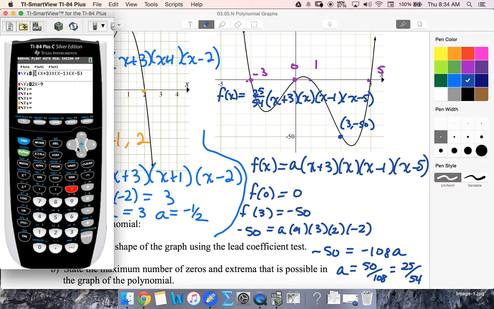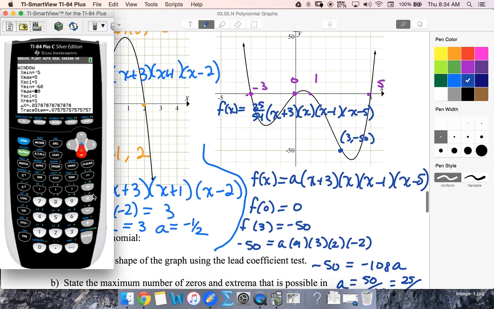I want my window to look the same. I'm also going to clear out this line. So my window, I want to go from -5 to 5. I'm going to count by ones. I'm going to go from 1, 2, 3, -60 up to positive 50. And I'm going to count by tens. And I'm going to hope my graph looks the same.